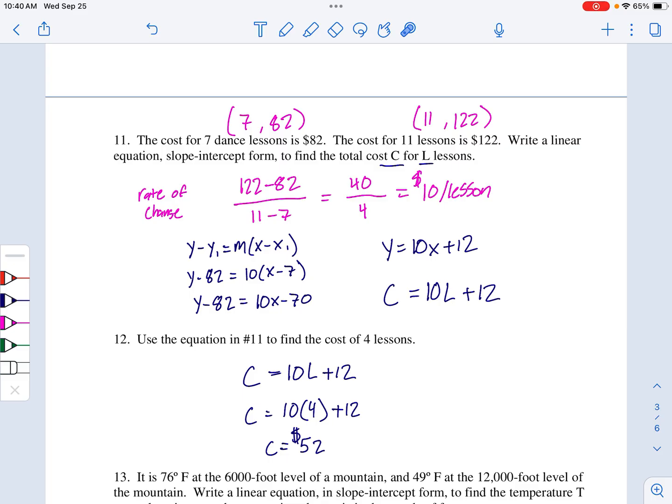So your assignment is to work through the worksheet. You have some of each type of problem. You have some of these with 2 data points, and you have some where you're given the rate and maybe given a starting amount. So just work through that.